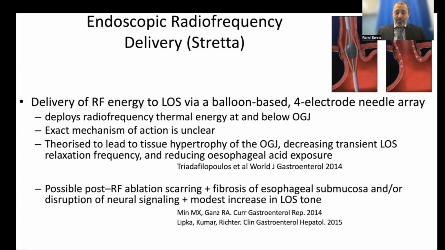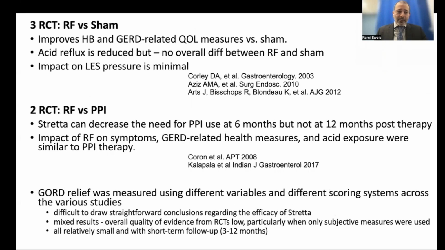However, more recent studies have suggested that perhaps it might influence reflux symptoms by causing fibrosis at the lower esophagus, and perhaps even disrupting the neuronal signaling and reducing the sensitivity of reflux within that area. There have been lots of studies, 3 randomized controlled trials of Stretta with sham, 2 randomized controlled trials with PPI, and lots of comparative trials and cohort studies, retrospective studies, etc.